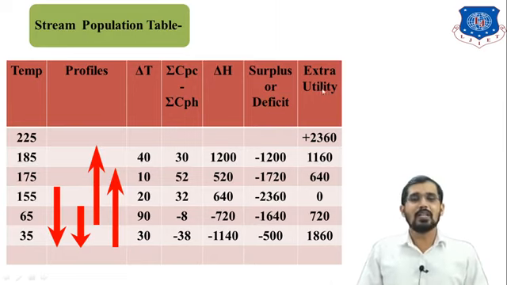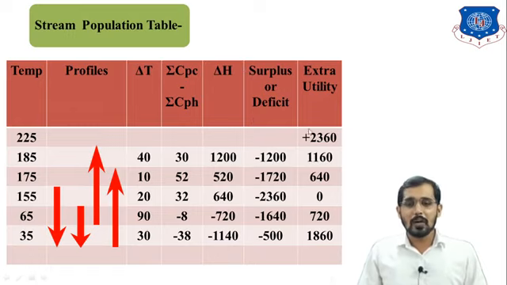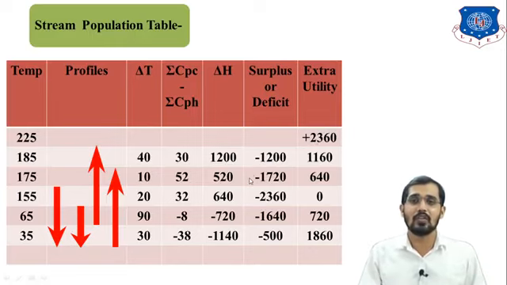Now the last column is nothing but extra utility. So how to calculate this extra utility? See carefully here. Before that you have to write here 2360. This is nothing but the most negative value of the surplus and deficit. You have to write in the first row that value which is the most negative value in the surplus or deficit column.